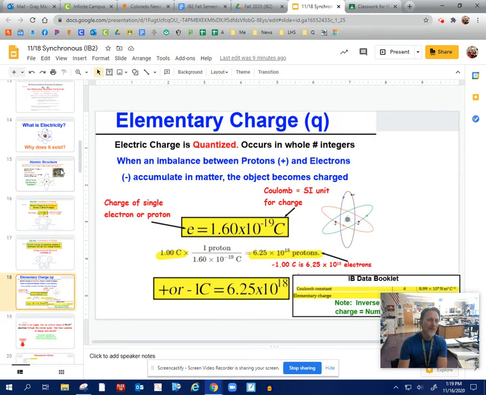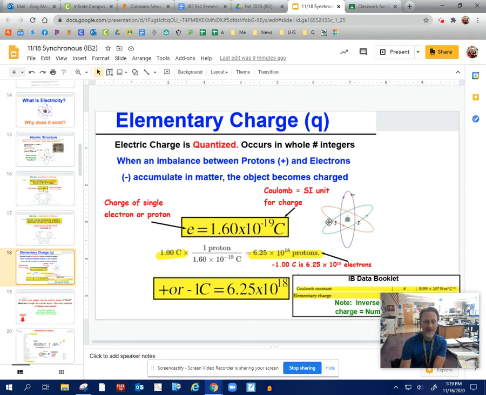All right, another big idea, we're getting back to elementary charge here. So we said before that for an electron, we give it a charge of -1, or a proton, we give it a charge of +1. But then we have a unit called the coulomb. And this coulomb gives us the charge of a single electron or a single proton, and it's going to be 1.6 times 10 to the -19 coulombs.